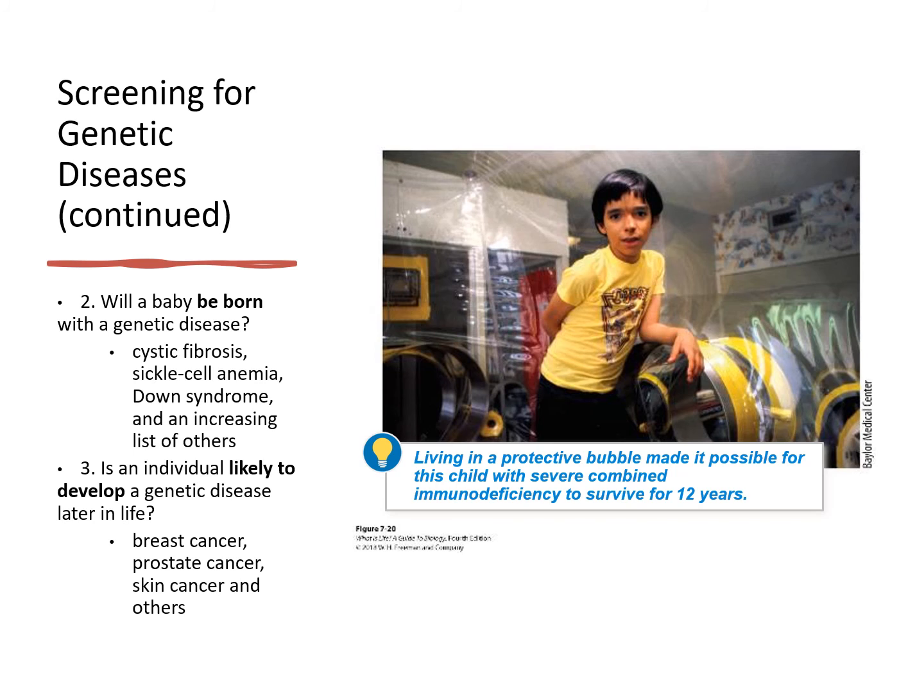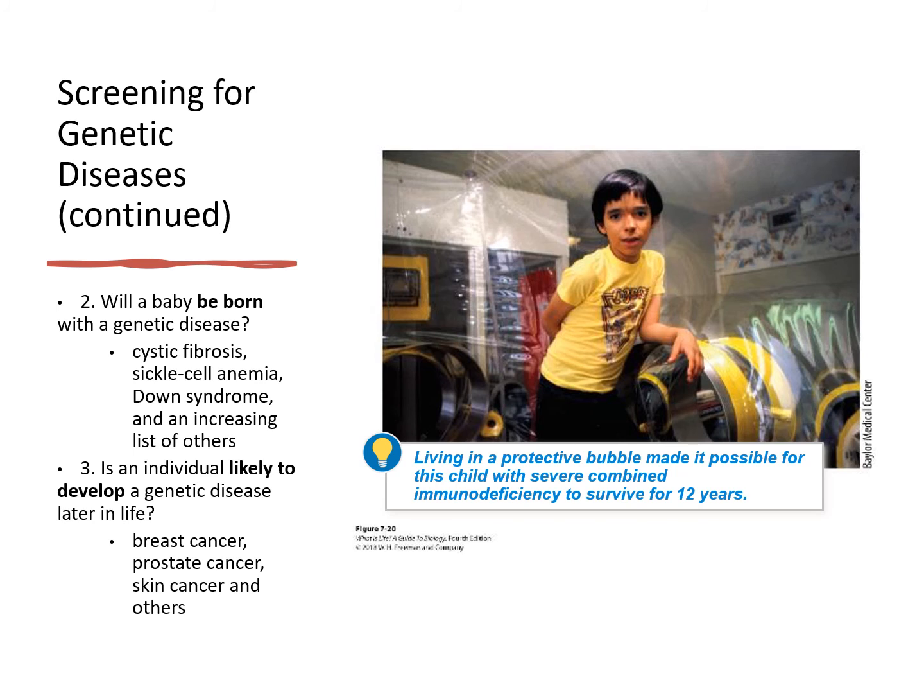So the child in the picture here is actually 12 years old, which is relatively old for a child with SCID. But that is made possible because this child was put into a bubble, essentially, in order to survive. So by doing these genetic screenings, we can see that this child, before it was even born, that it would have this condition.